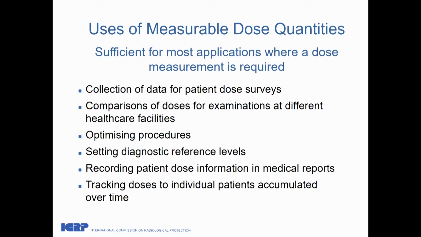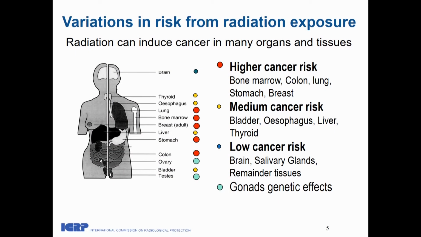We can collect the data for patient dose surveys. We can make comparisons of doses for different examinations. We can use it for optimizing procedures, setting diagnostic reference levels, recording patient dose information in medical reports, and tracking doses to individual patients. But there are variations in risk to the different organs around the body.